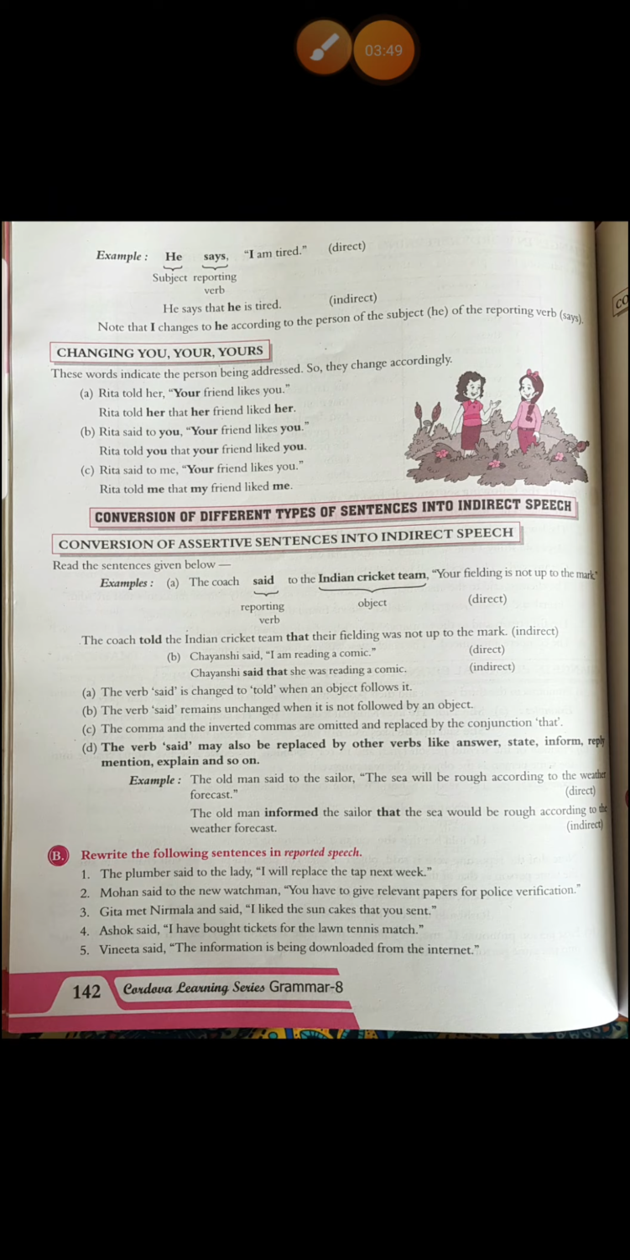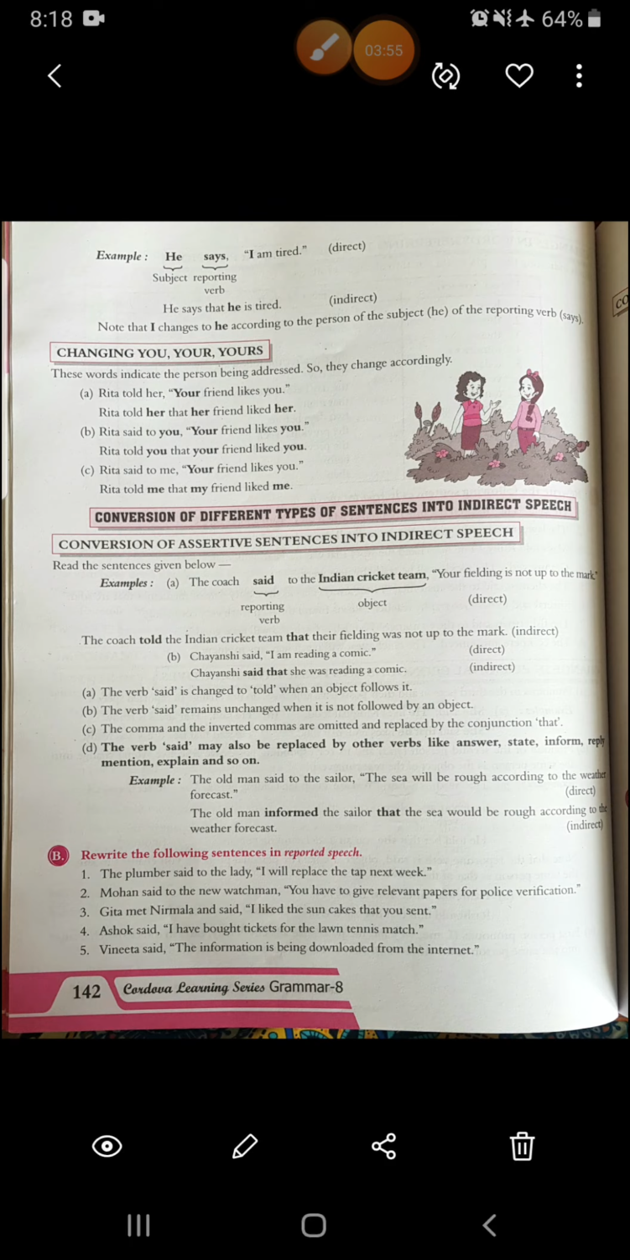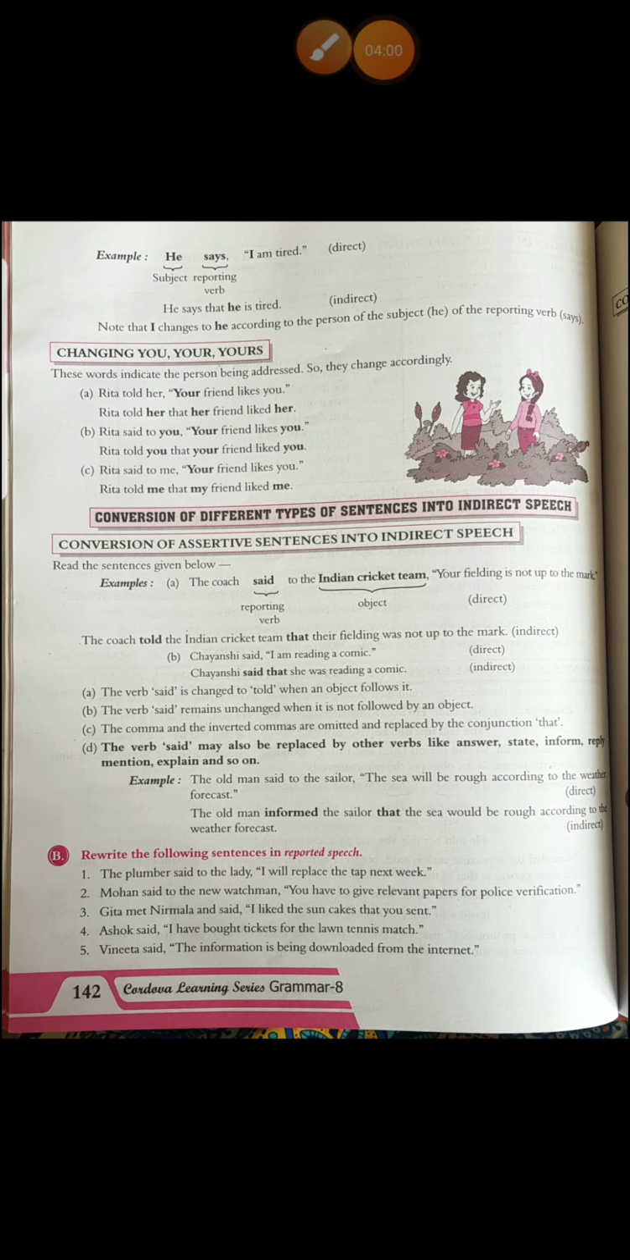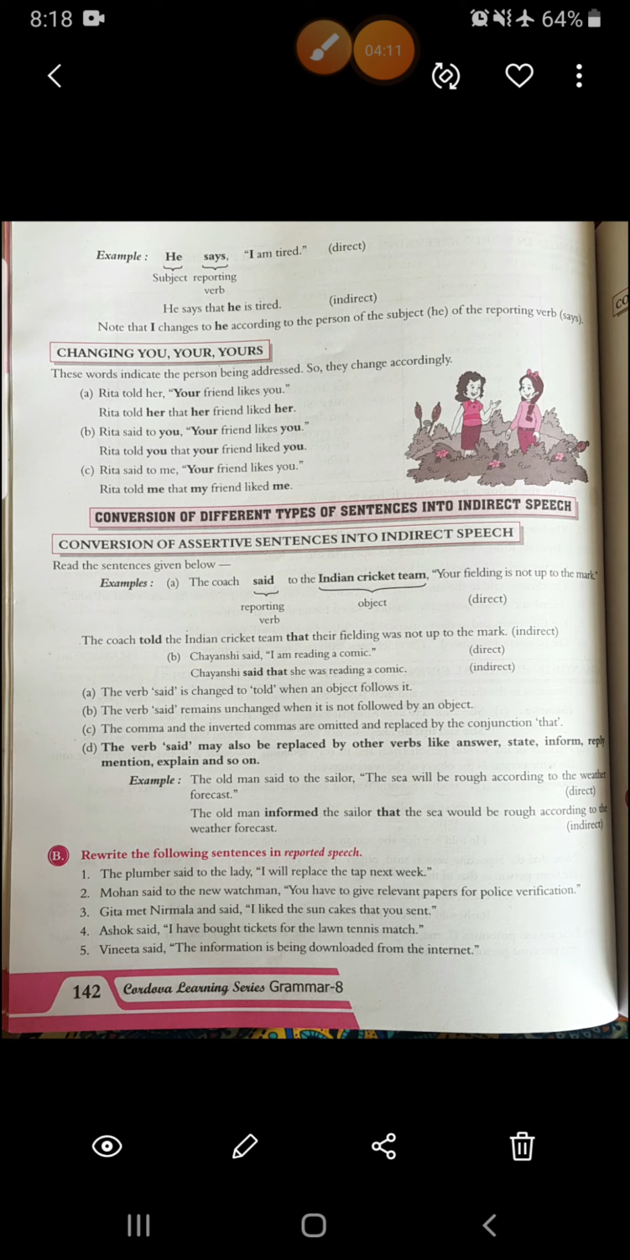Then see changing you, your and yours. These words indicate the person being addressed, so they change accordingly. Like, Rita told her, "Your friend likes you." Rita told her that her friend liked her. Here we are using her because of the object. Then, Rita said to you, "Your friend likes you." Rita told you that your friend liked you. Then, Rita said to me, "Your friend likes you." Rita told me that my friend liked me. So it is changed according to the person that is being addressed.